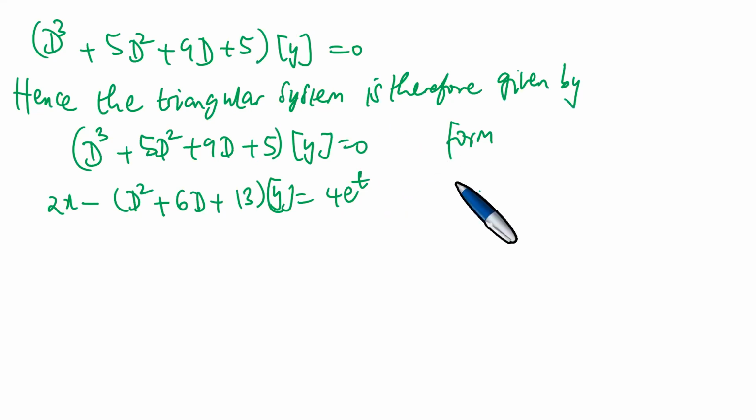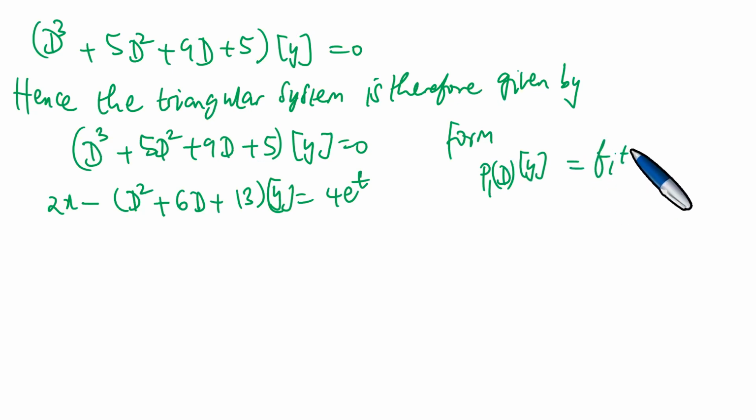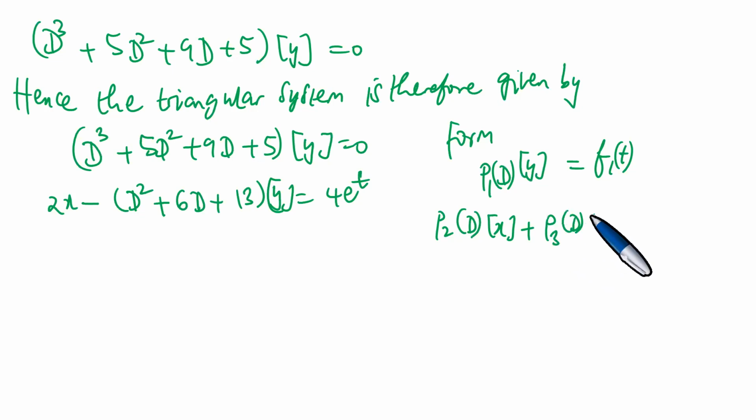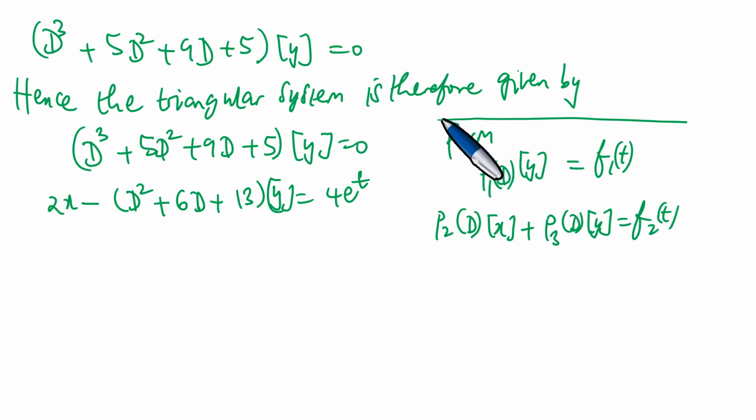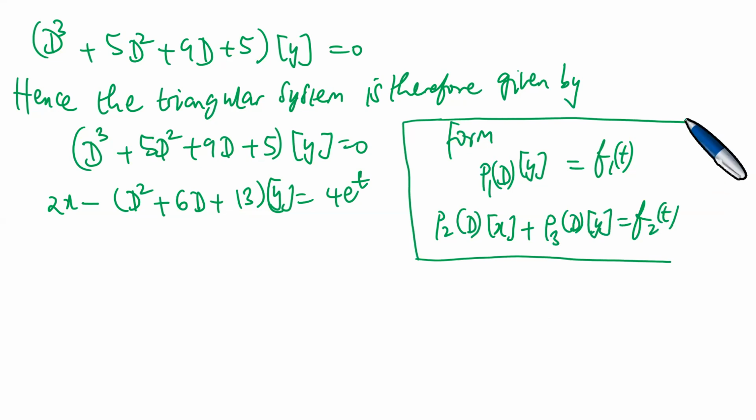So, right, it is of the form P1 y, F1 of t, P2 d x, P3 d y, F2 t. So you have this.